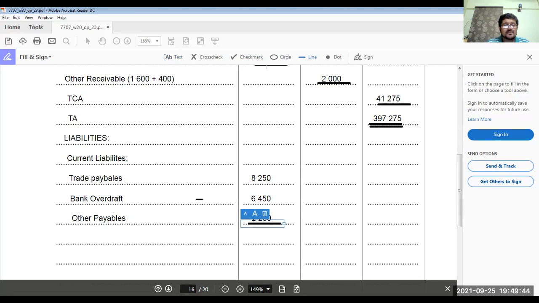And we'll get total current liabilities over here. That is 8,250 plus 6,450 plus 2,200. 16,900 is total current liabilities. Okay, this is your total current liabilities. Now, come to long-term liabilities.